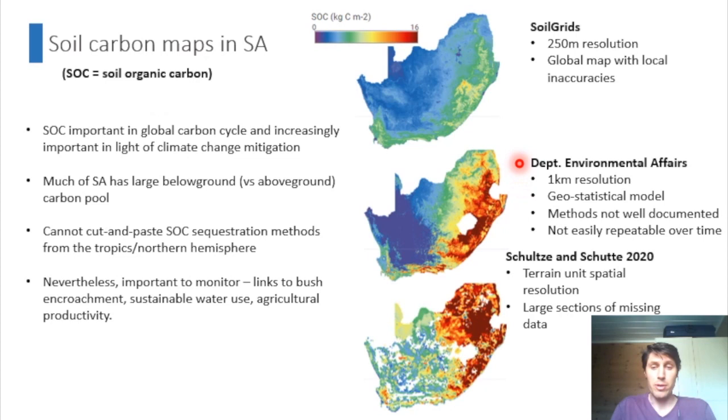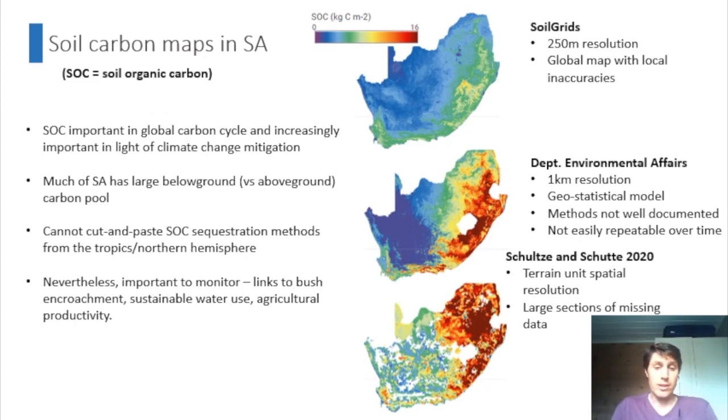Then we have the Department of Environmental Affairs Carbon Atlas map, which is at 1 kilometer resolution, developed with a geostatistical model, but the methods have not been very well documented, and it's not easy to repeat this methodology at regular intervals over time. Then there's also a map by Schultz and Schutter in 2020, which was based on terrain unit spatial resolution.